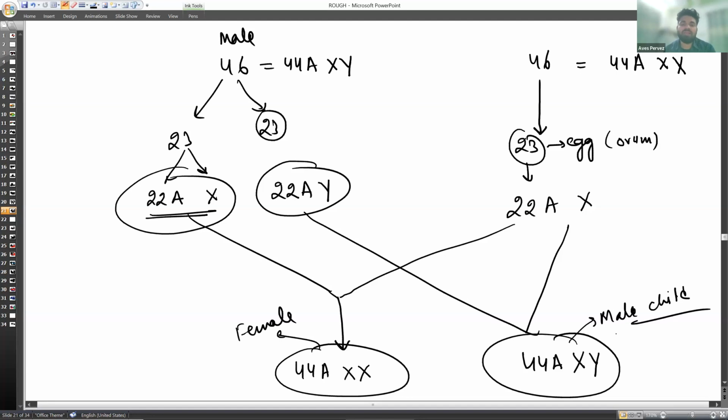Males are only responsible for the sex of a child, not the female. They should not be blamed for the sex of a child. Okay, noted. Have you drawn this one? Draw this one, please.